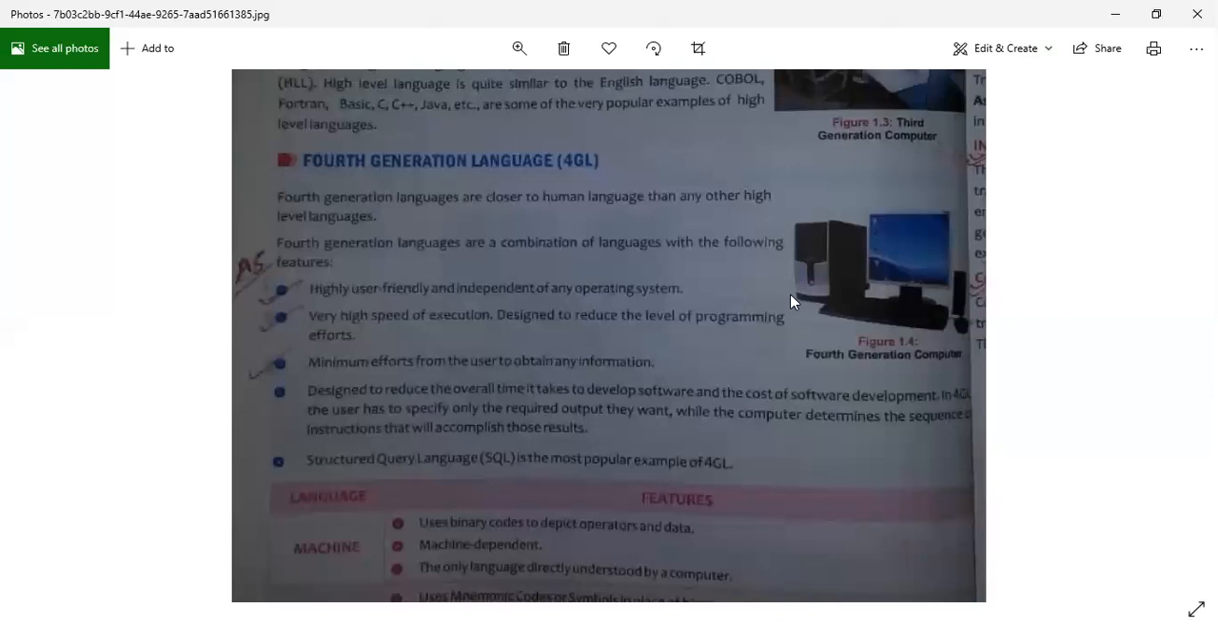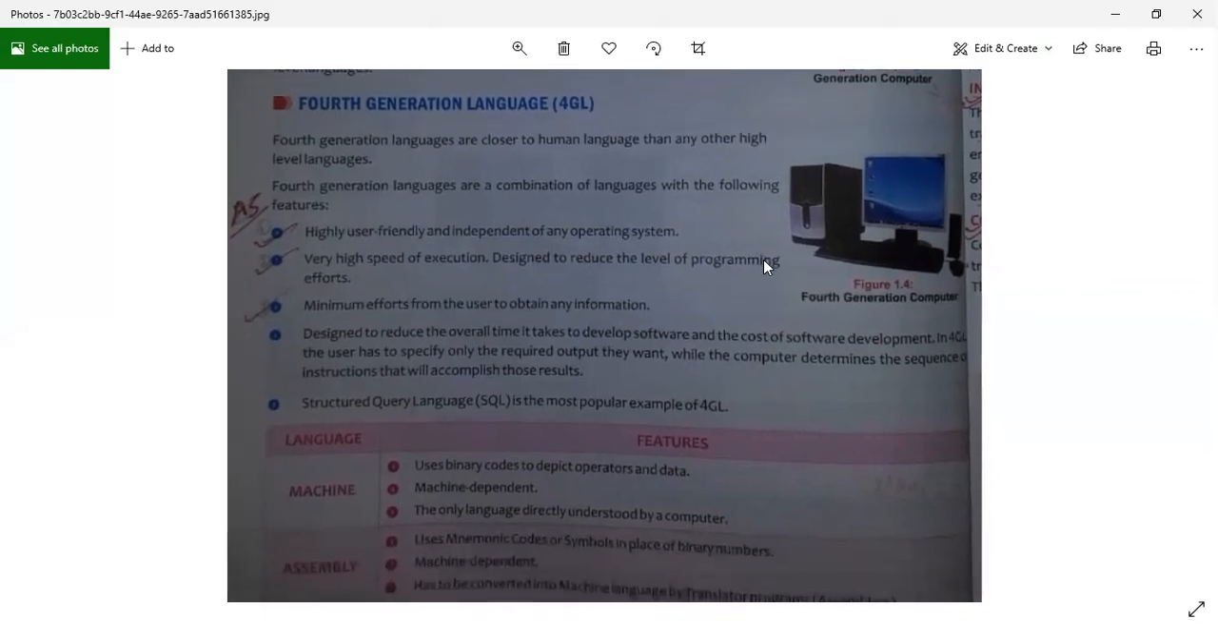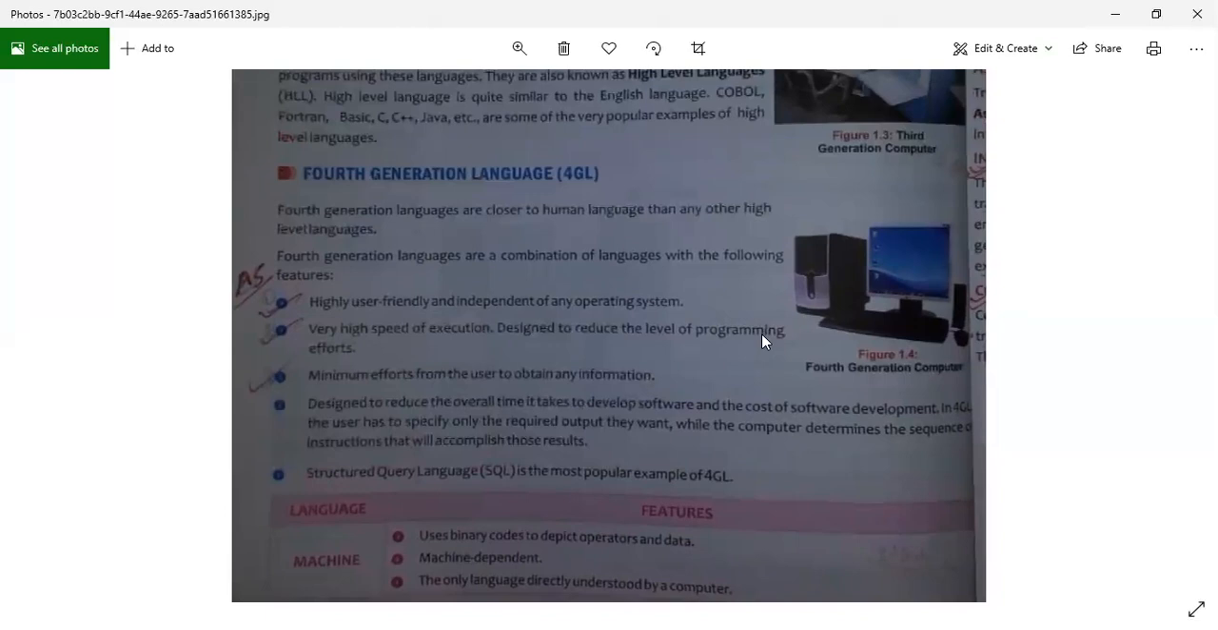Fourth generation languages are closer to human language than any other high level language. So in high level language also, still I'm not writing a program as humans can speak. So in which language should I write a program now? I want to write a program in a language that the humans can understand directly. So that kind of language is a fourth generation language. So fourth generation languages are a combination of languages with the following features.